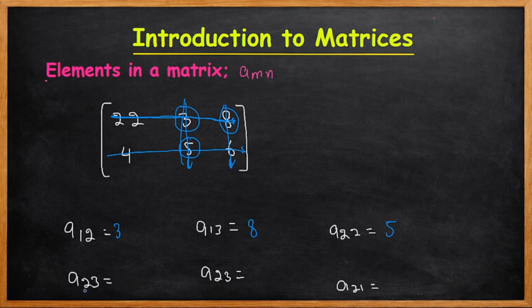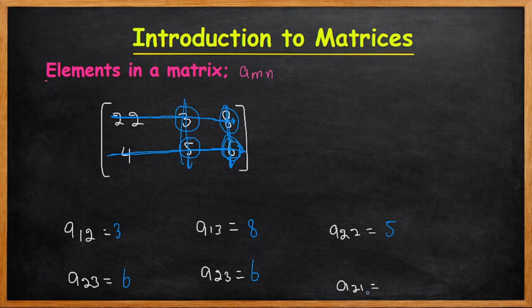If we want to find out A sub 2 3, then we have to go from left side to right side and second row, and from upside down and third column. So our desired element is 6, just like we have found it there.